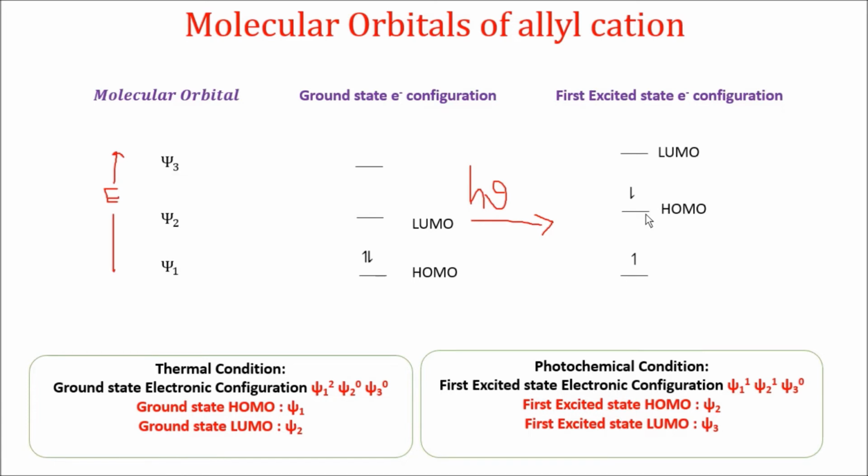In our syllabus we have molecular orbitals of allyl cation and allyl radical. The small difference is there. The difference is the HOMO and LUMO under thermal and photochemical conditions and the number of pi electrons. The remaining things are the same. Let's see the molecular orbitals of allyl radical.